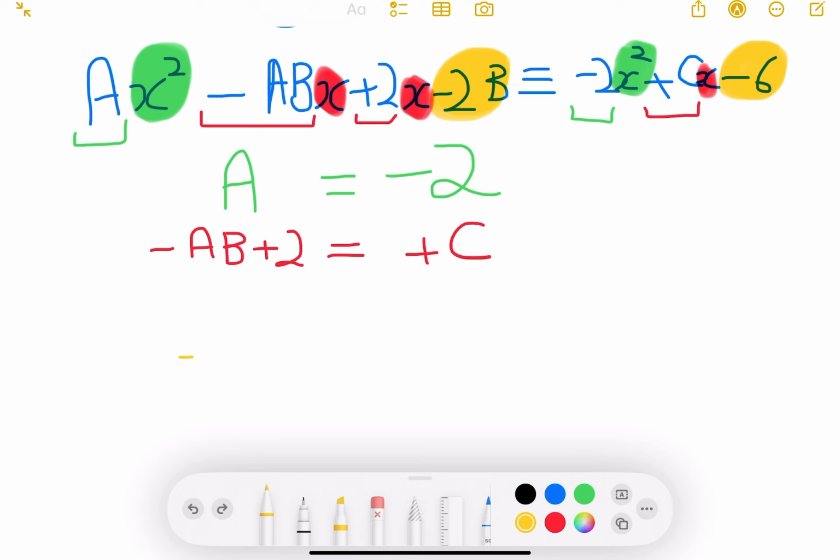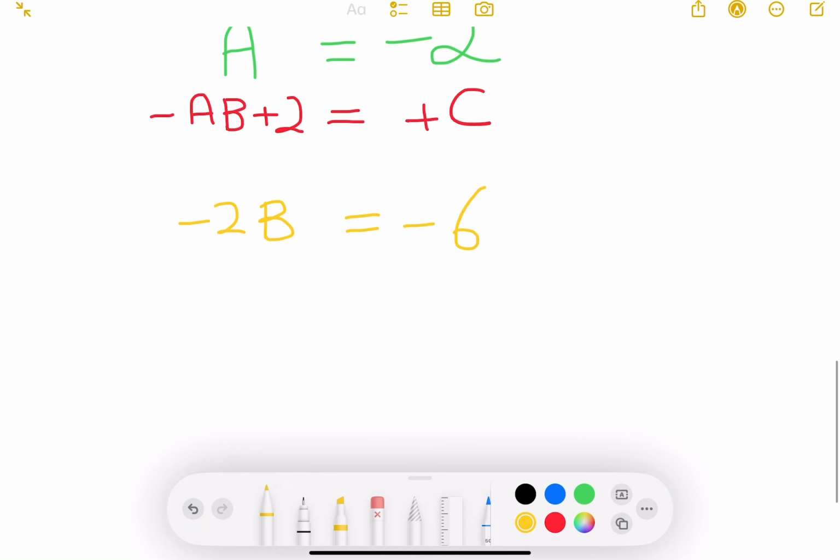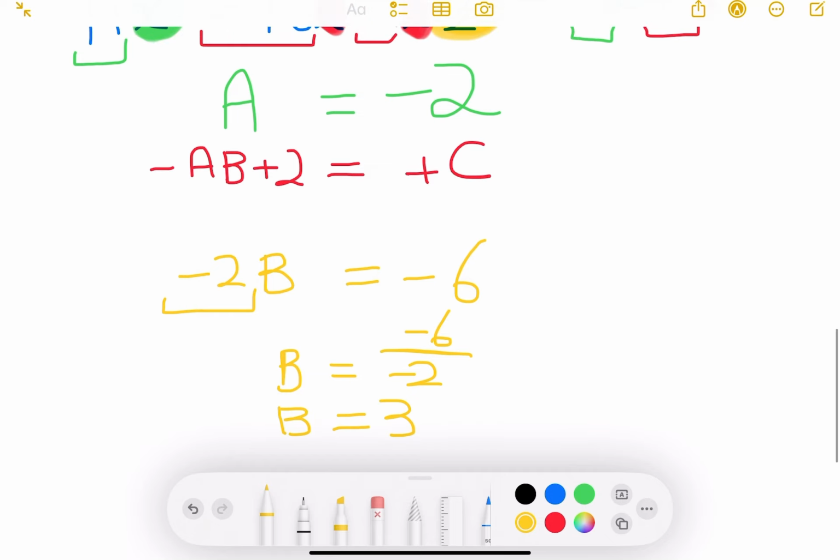On the left hand side we have negative 2b, and on the right hand side we have negative 6. Here negative 2 is multiplied, so if you move it to the other side it will be divided, and then you can click this in the calculator. You'll be able to get 3. So now you know that b is 3 and a is negative 2.